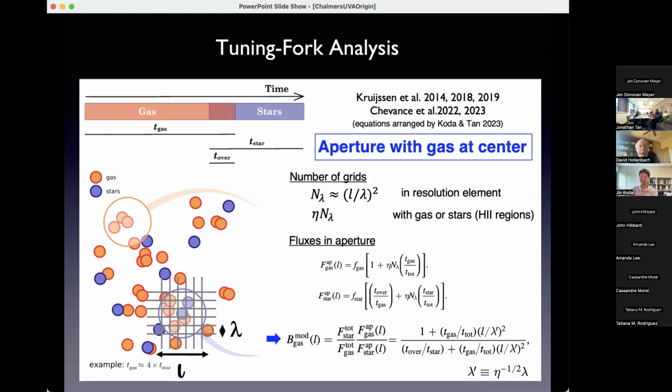But anyway, my question is, don't you sometimes see young clusters that have absolutely no CO anywhere near them? And why would that be?